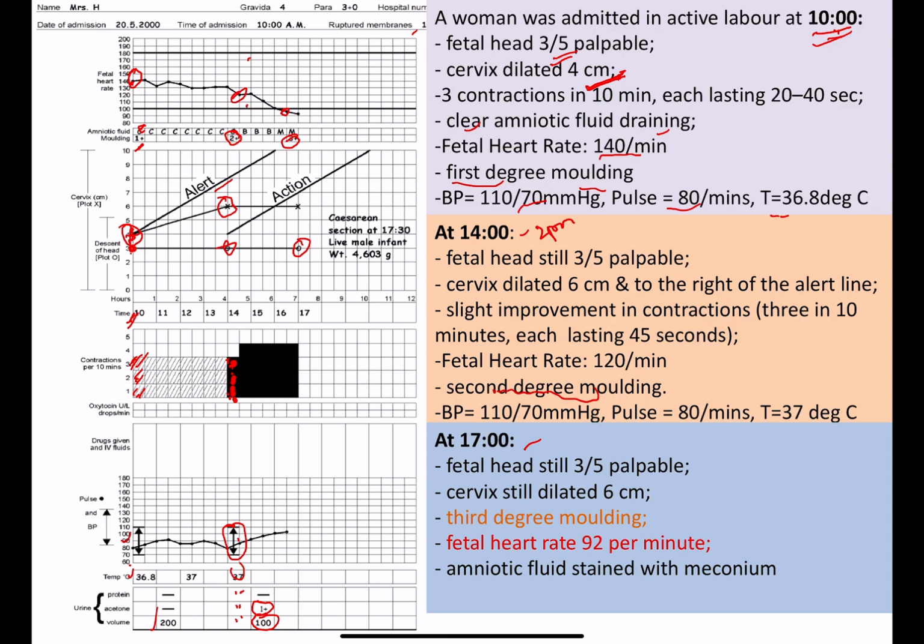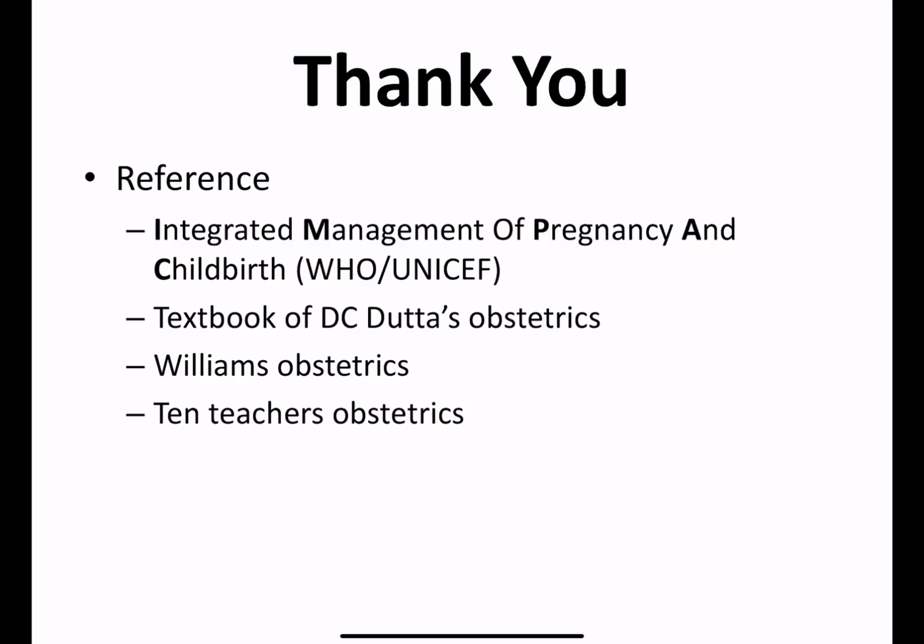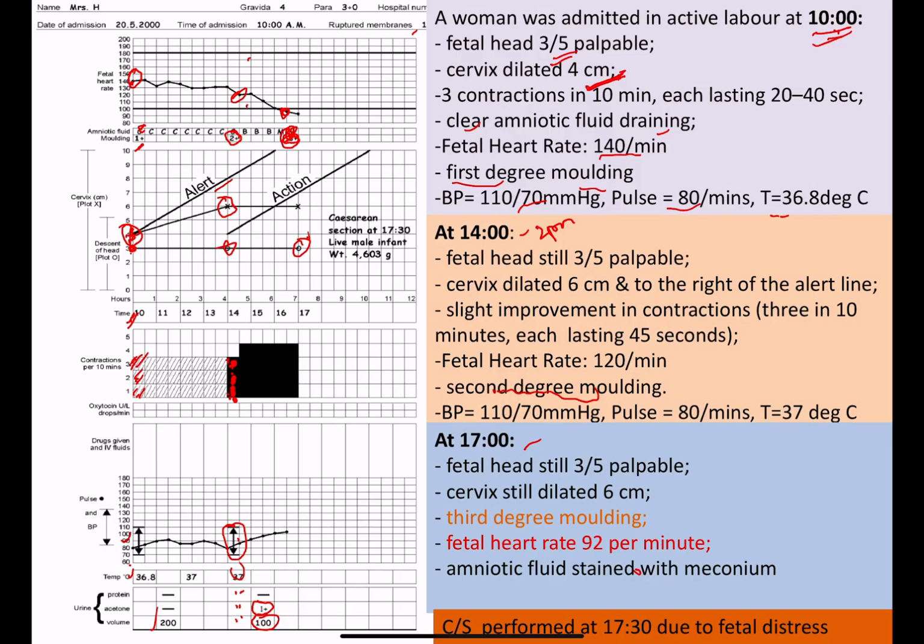And the important thing, the amniotic fluid was stained with meconium. You can see that there is a meconium stain, M. That means there is the presence of meconium in the amniotic fluid. That's the reason there was distress in the fetus. There was +3 molding. A lot of reasons were there which were leading towards the fetal distress. Okay, that's the reason at 17:30 the surgeon performed the cesarean section.